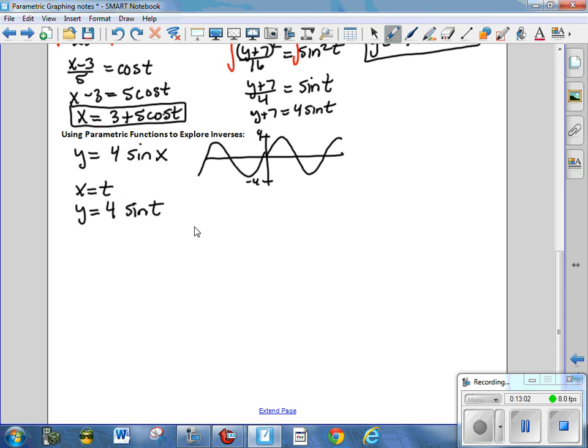Now what I want you to do is see what happens when I switch these around. What if I do x equals 4 sine of t and y equals t? What happens when I completely switch these equations? Actually, I didn't switch the x and the y. What I switched was what they equal. So if I switch these two and write it like that, what happens? Well, let me pause and I'll do it on the calculator, and then I'll come back and show you.